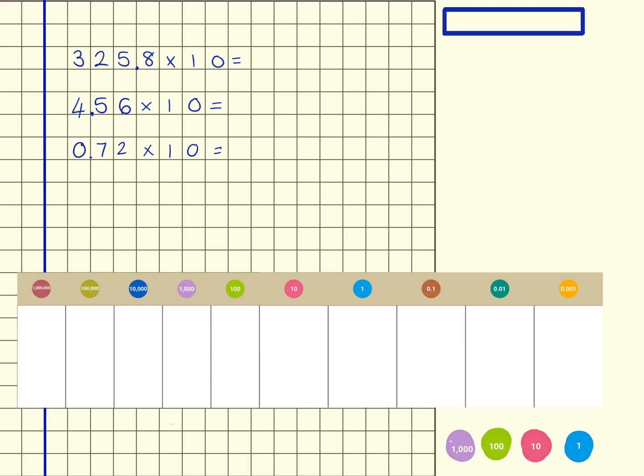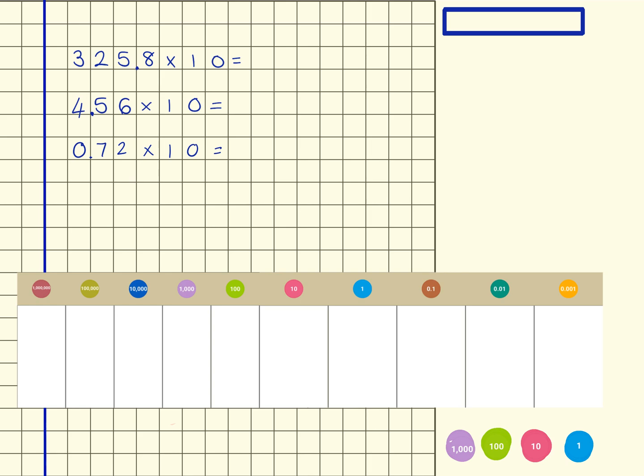When you multiply a number, it becomes bigger. So say for example, you multiplied 1 by 5, you would end up with 5 lots of 1. The number has become 5 times bigger. So when you multiply a number by 10, it becomes 10 times bigger.